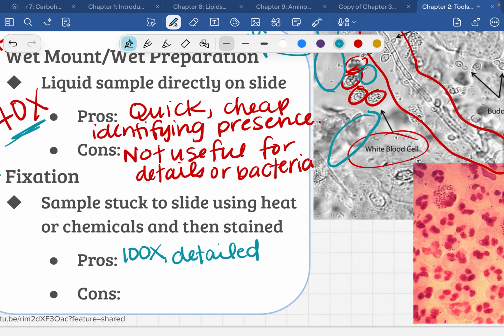So it can be viewed under the 100x magnification, which means that you can view it on a higher magnification and you can see more details. And then the stains also provide extra detail.